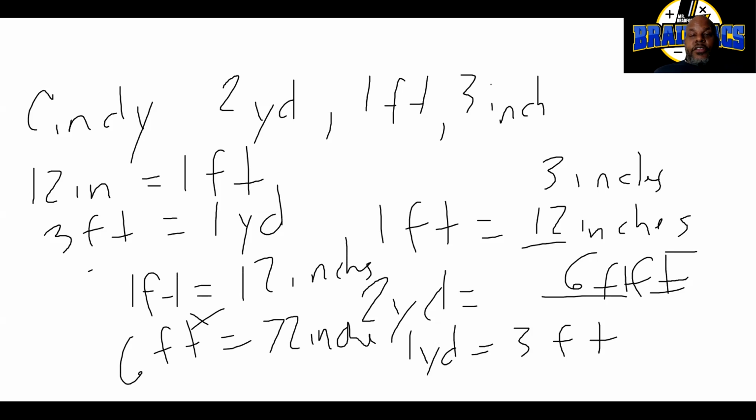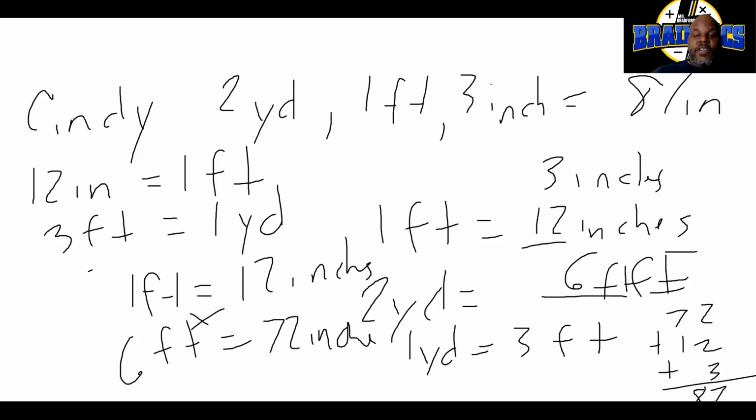So let's add it all together. Now we have 72 plus 12 plus 3, which equals what? 3 plus 2 plus 2 is 7. 1 plus 7 is 8. So Cindy jumped a total of 87 inches. We need to remember that. Cindy jumped 87 inches. All right, let's try another one.